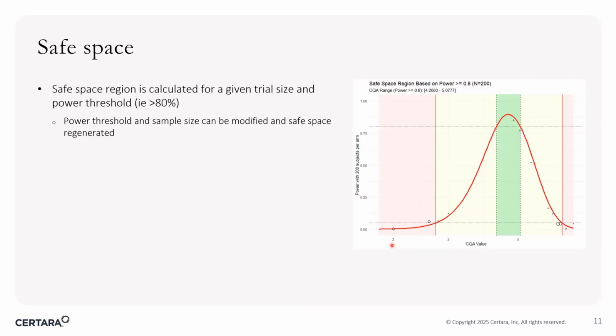On the x-axis, you've got your CQA values, and on the y, we're showing power at that trial size of 200 subjects per arm. The green region in the middle would be your safe space, because that is the region of CQA space where you're getting a bioequivalent result and your power is at an acceptable level of over 80%. So it's graded there by the trial design and the power threshold.